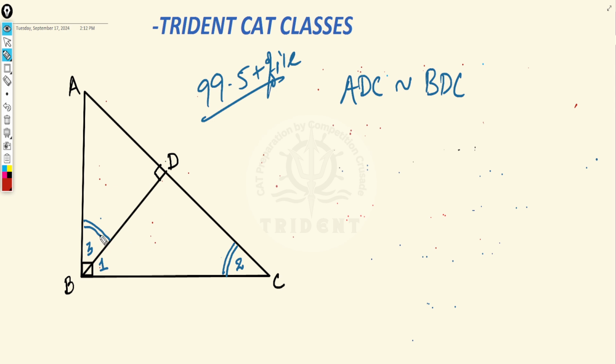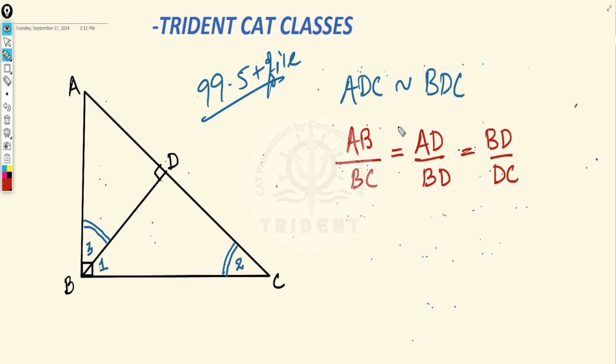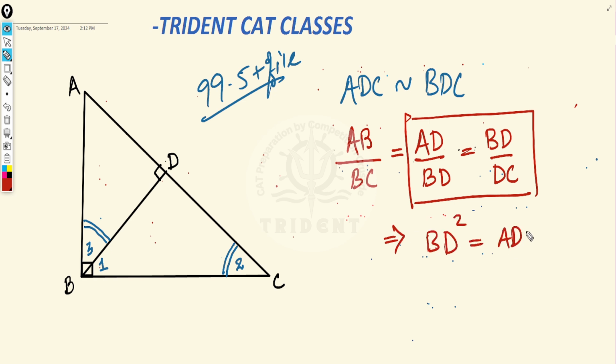Now this is going to be AB upon BC. So the side opposite to 90 degrees in ADC is this, the side opposite to 90 degrees in BDC is BC. Now equal angles: the side opposite to this is AD, the side opposite to this one is BD, and for the other angle, for ADC it is going to be BD, and for BDC the other angle is DC. Okay, now just pay attention to this part. You can write this, and cross multiplication will give you BD square is equal to AD into DC.